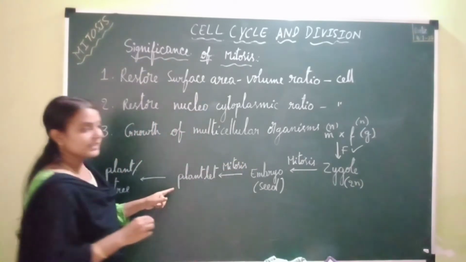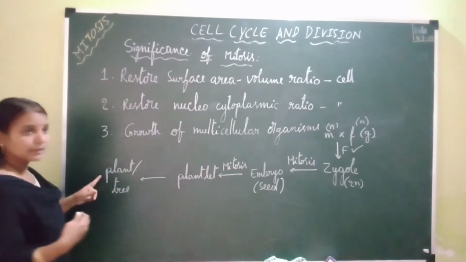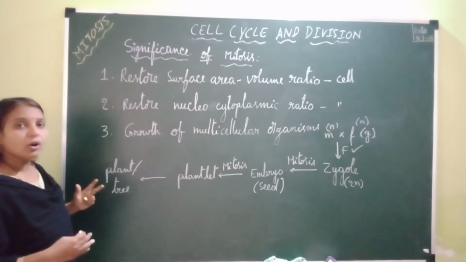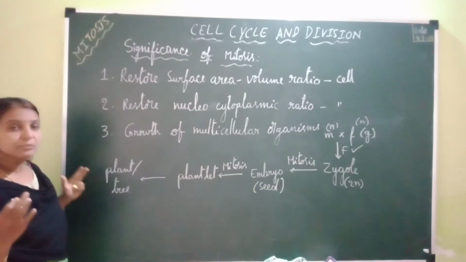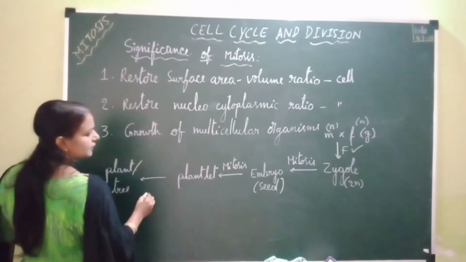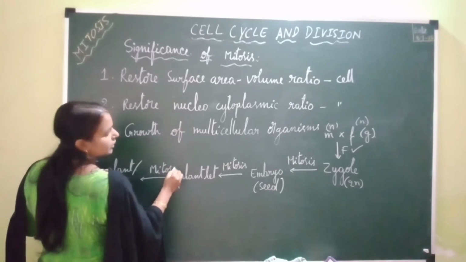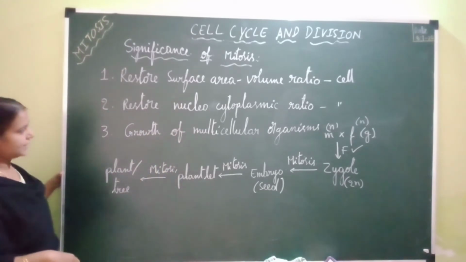Now the cells present in this plantlet undergo many mitotic divisions to develop into a plant, a large complex multicellular organism called a tree. So mitosis helps in the growth of multicellular organisms.